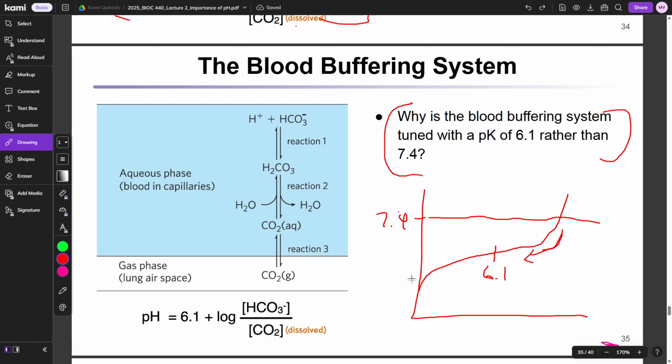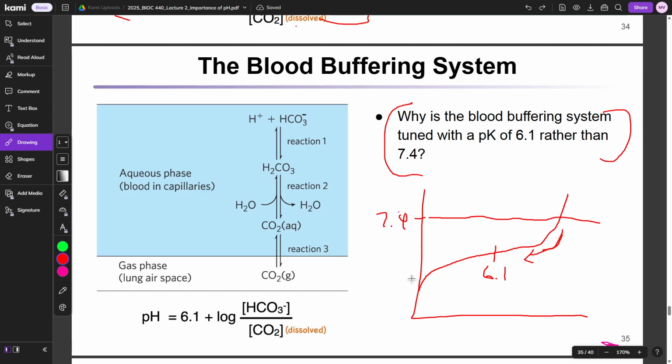Could the pH of our body be in a range of 6.1 to 7.1? Theoretically, yes, but you'll find out later that it's actually tightly regulated. It's actually like 7.2 to 7.3 or 7.4. It's a really tight range.